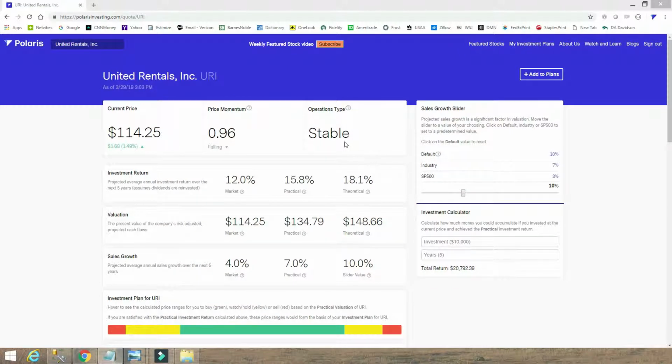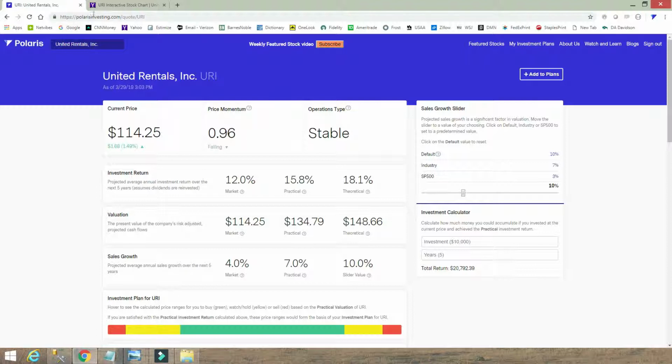First thing you notice here is the operations type is considered stable. There is not excessive R&D because they simply buy their products from other goods and rent them out. There has been positive earnings over the last several years, so it's stable in that regard. Shares have been fairly stable. The biggest concern is their debt load. Next, let's look at price momentum. You see here it has fallen relative to the overall market over the last 3 months.